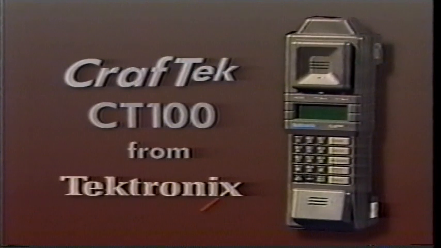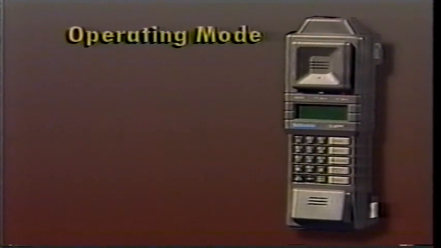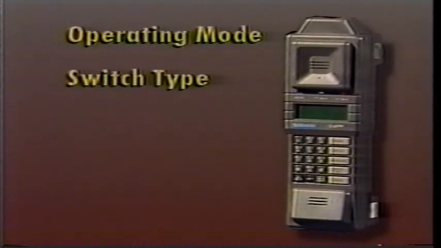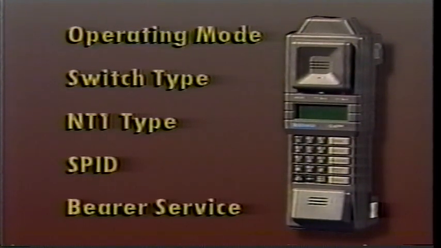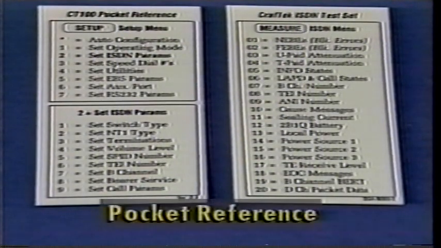We've shown you the procedure for setting up the Craftek, and we've made several measurements. Remember, there are 5 key parameters that must be set to draw dial tone. They are the operating mode, the switch type, the NT1 type, the SPID, and the bearer service. To help you remember these steps, the Getting Started card describes each step of the setup procedure. Keep your pocket reference card handy.